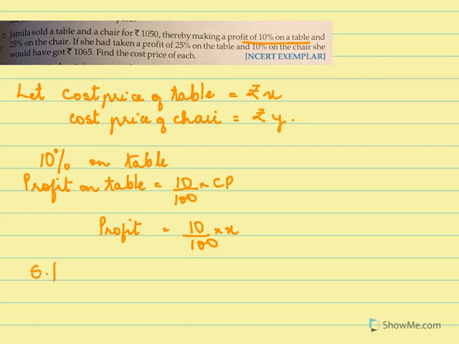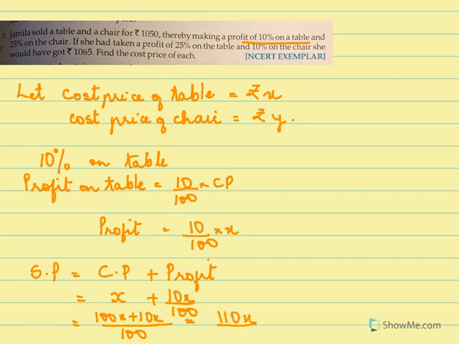So the selling price of the table will be cost price plus the profit. Now we know the cost price, we have taken it as x, and the profit we saw here is 10x over 100. And if we take LCM here, we will get 100. This is 100x plus 10x, which is equal to 110x over 100. Remember, this is the selling price of the table.